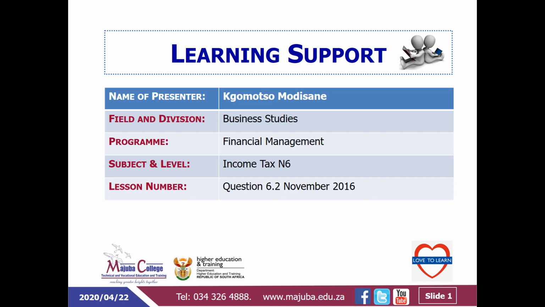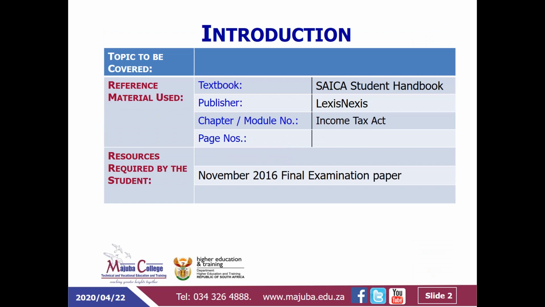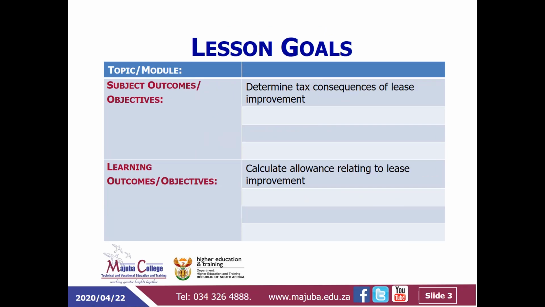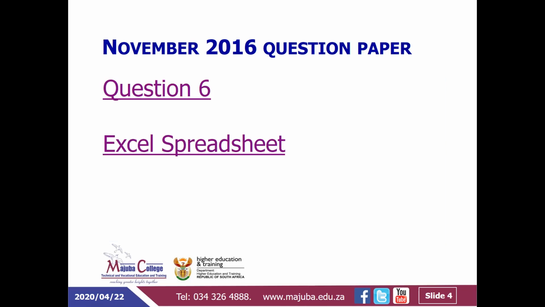In this presentation, I'm going to tackle question 6.2 of the November 2016 previous question paper. I'm going to make reference to the SAICA Student Handbook, and I'm specifically going to look at the South African Income Tax Act. I'm hoping that at the end of the presentation, students will be able to determine the tax consequences of lease improvement, and also calculate allowances relating to the lease improvement.